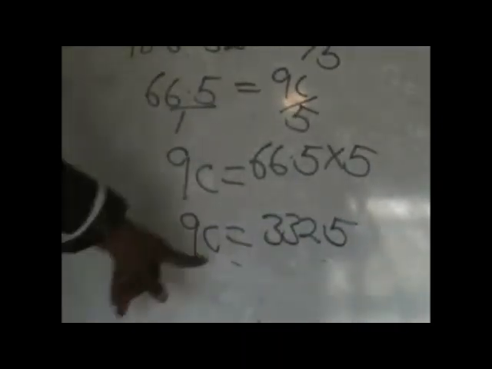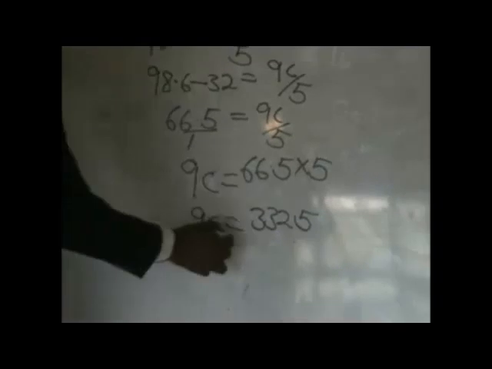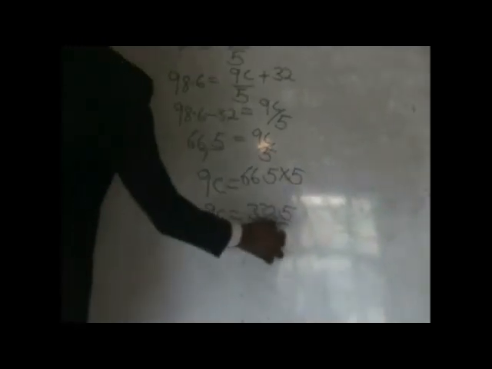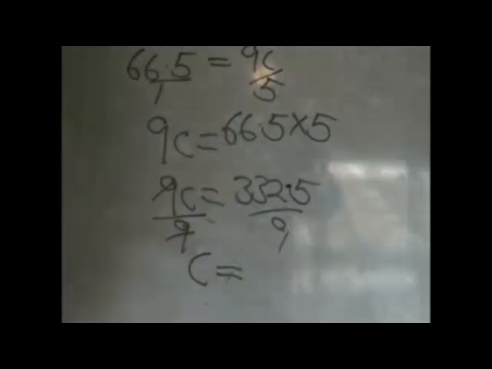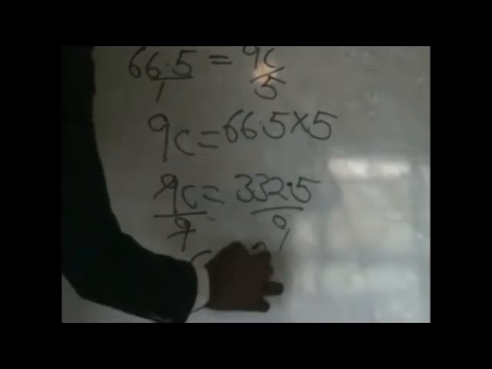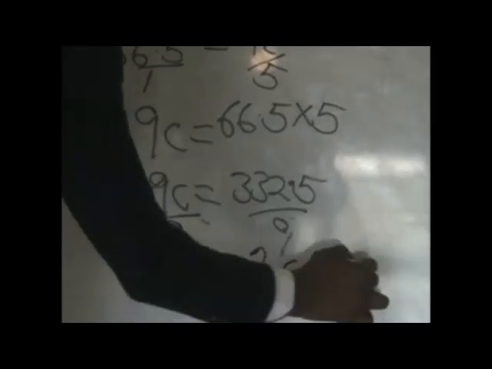So in order for you to get the value of C as requested in the question, you divide both sides by 9. Divide both sides by 9. Are you following? So 9 will cancel 9. C becomes 333 divided by 9, which will give us 37. Are you getting it?